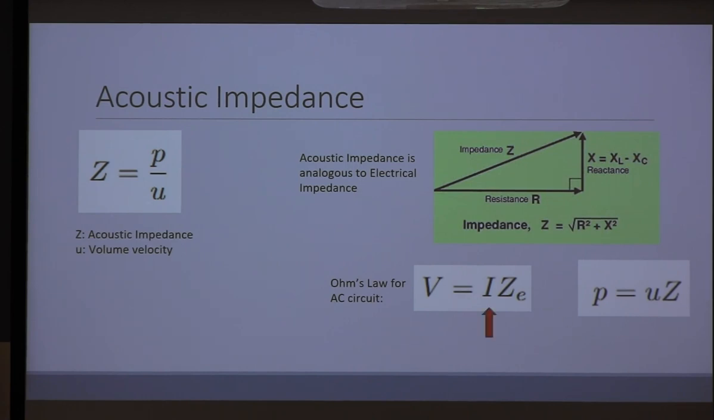We have a good grasp of what current is. Of course, it's the flow of electrons. But what is this volume velocity? Well, it's defined as the volume of particles that flow through a cross-sectional area over a given time period, or also the velocity of that cross-sectional area. So it can be thought of as a flow rate, or the flow of the fluid.